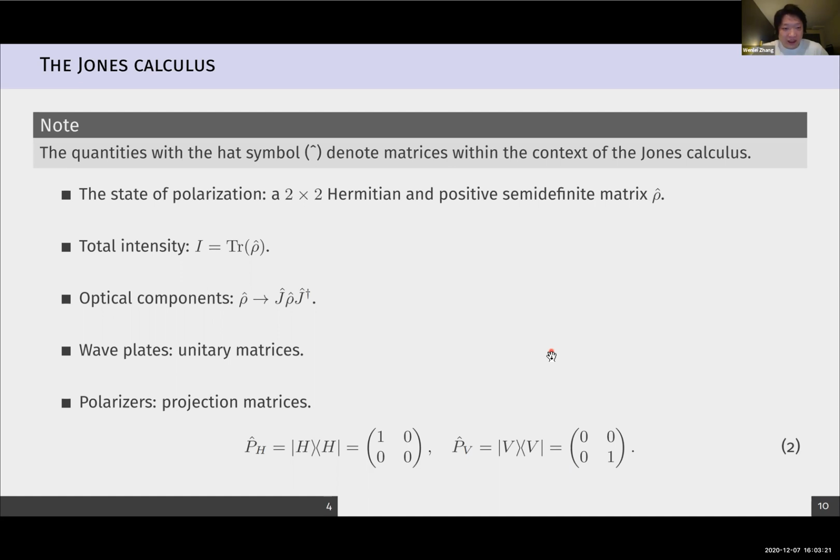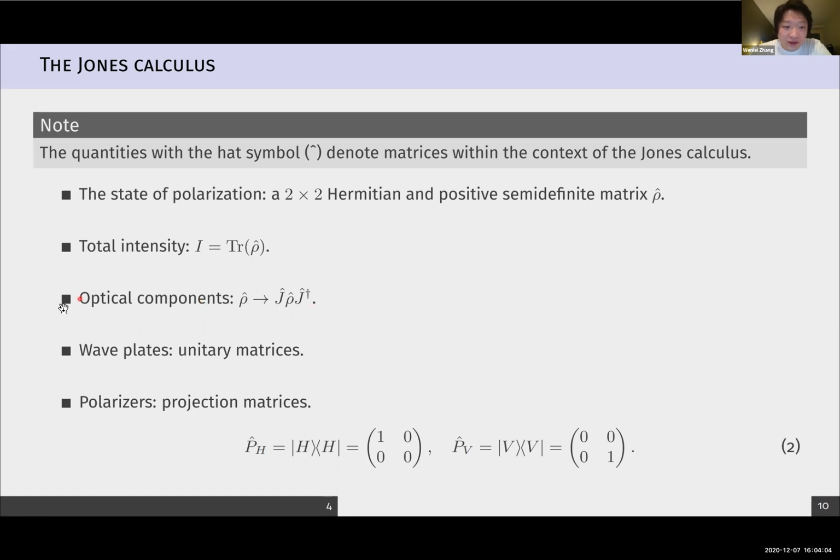In the Jones calculus, the state of polarization is described by a 2x2 Hermitian and positive semi-definite matrix rho. The reason that it's a 2x2 matrix is because for a transverse electromagnetic wave, the electric field only has two components. The diagonal terms of this matrix describe the two components, and the off-diagonal terms describe the correlation between components. Physically, the trace of rho is the total intensity of the light that would be detected by some detector.